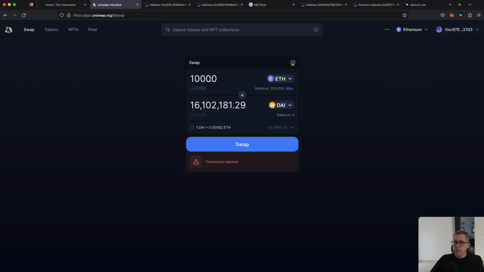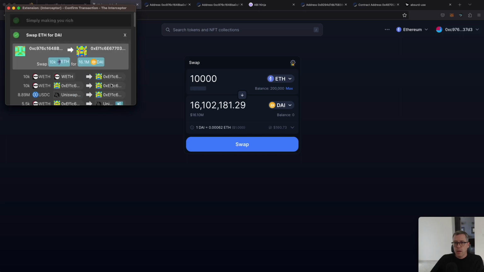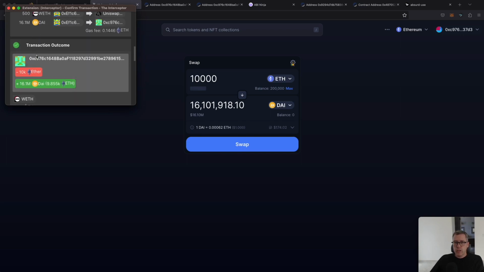Okay, for 10,000 ETH, we could buy 16.1 million DAI. And again, we're in simulation mode. We don't have this 200,000 ETH, but let's go ahead and do it anyway. Click swap. It is doing the same sort of visualization that it was before.